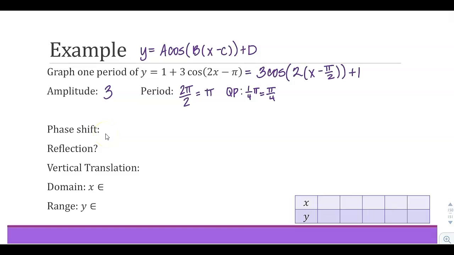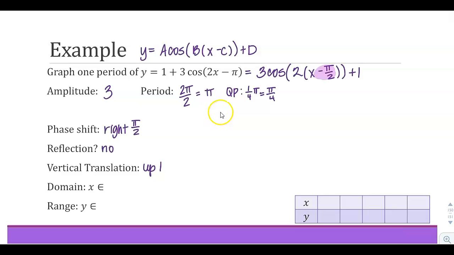The phase shift is identified by this minus c value. So that's why we had to factor it out. We don't want to be tempted to say the phase shift is minus pi. That's not true. It's minus pi over 2, which means that the graph will move to the right pi over 2. There is no reflection. The number in front of cosine is positive, so reflection, no. The vertical translation is going to be up 1 because I have a plus 1 on the outside.